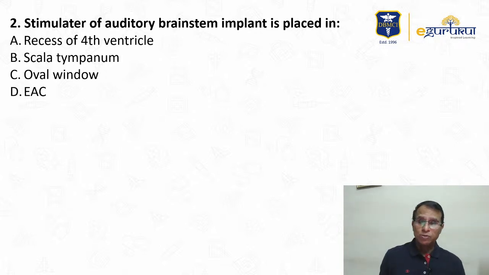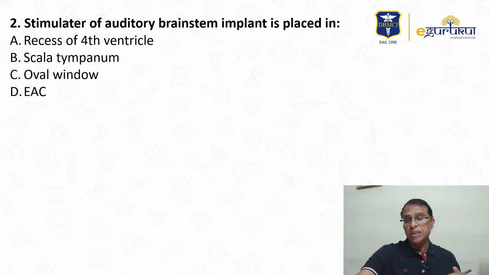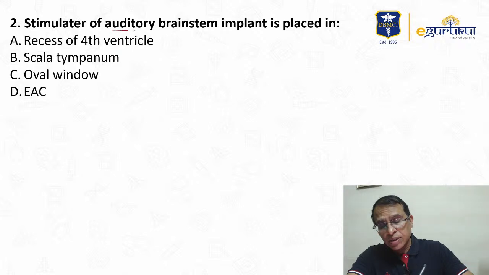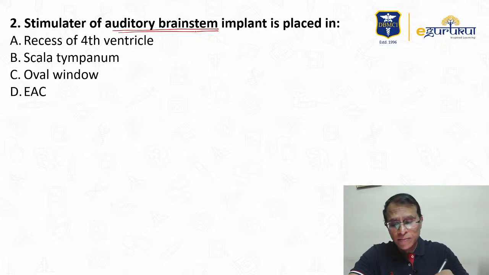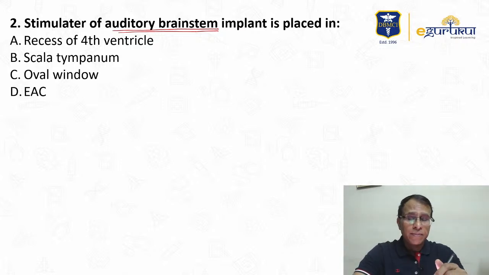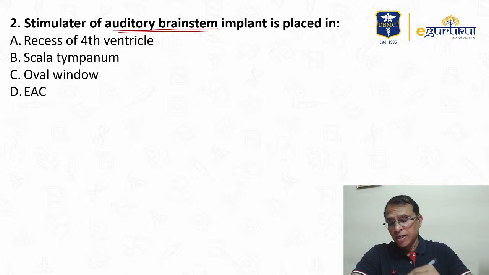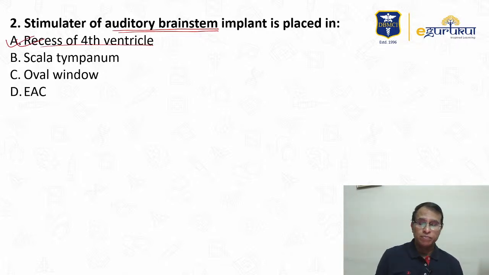There are some questions where you may not know, but if you use your logic, your common sense, medical sense, then you can crack the answer. First of all, I'm waiting for your answers, and then maybe I'll give you the correct answer. Yeah, see, brainstem. It's a brainstem implant, so the electrode has to go to the brainstem. The only part of the brainstem in these choices is A. Recess of the fourth ventricle is the only part related to the brainstem.